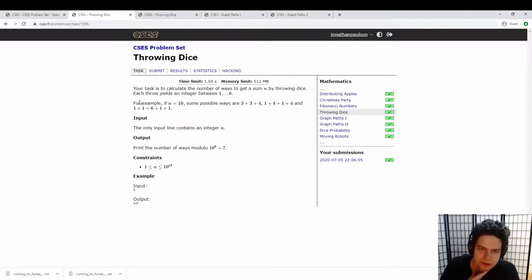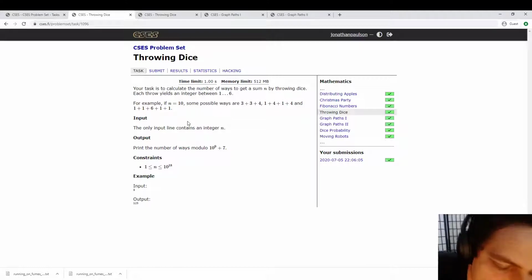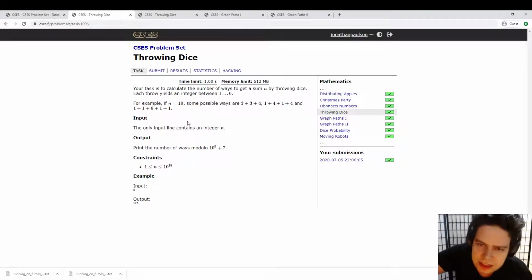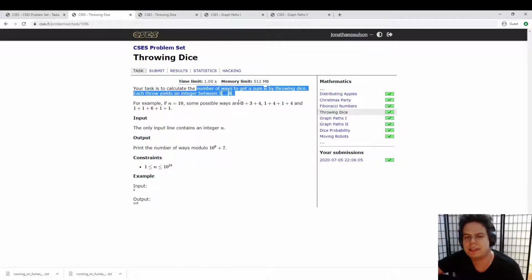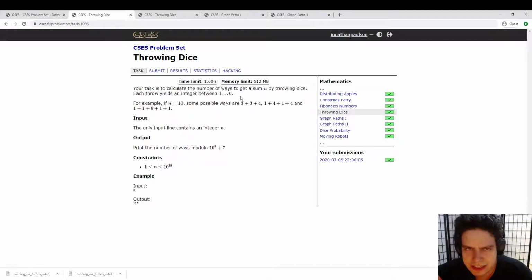So the first thing we should do is figure out how we could calculate this in linear time. And there's actually a pretty straightforward recurrence. The number of ways to get n, well, the last roll could be anything from 1 to 6. So the number of ways to get n is just the sum of the number of ways to get n minus 1, n minus 2, all the way up to n minus 6.